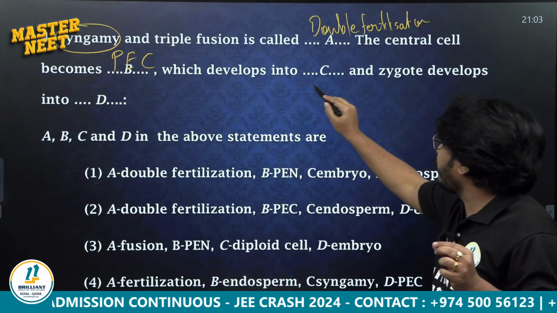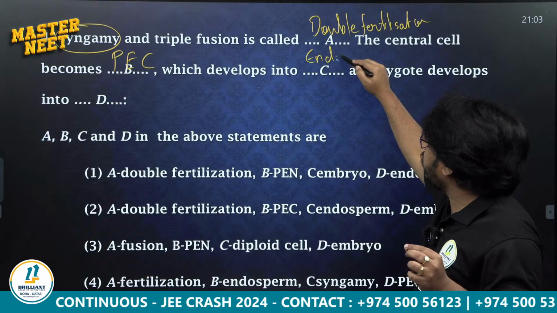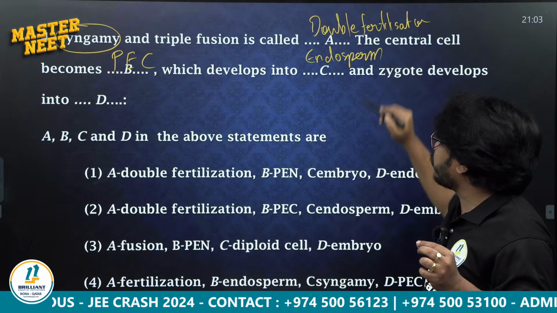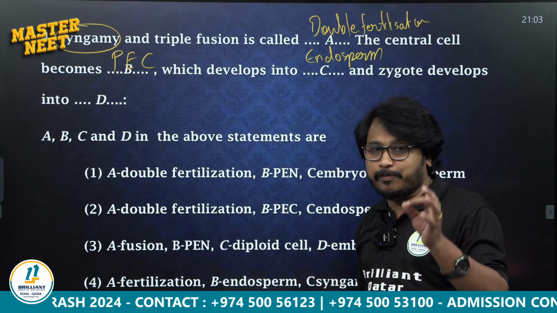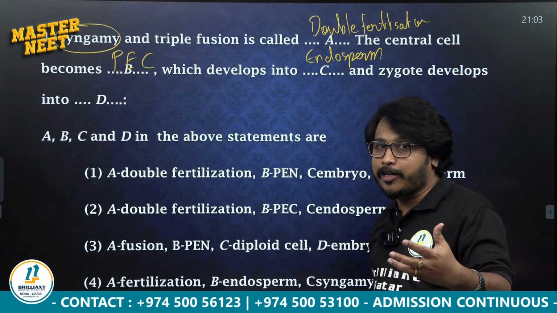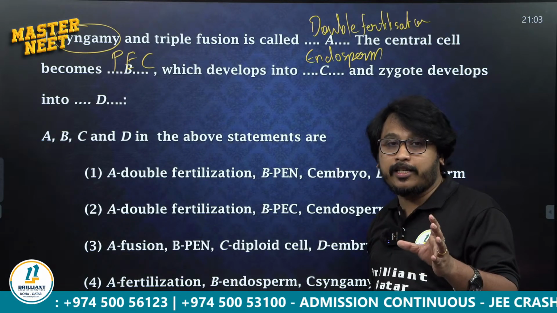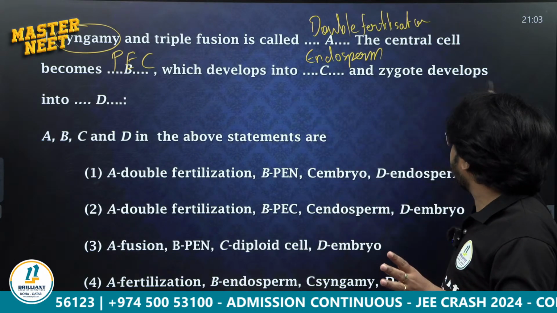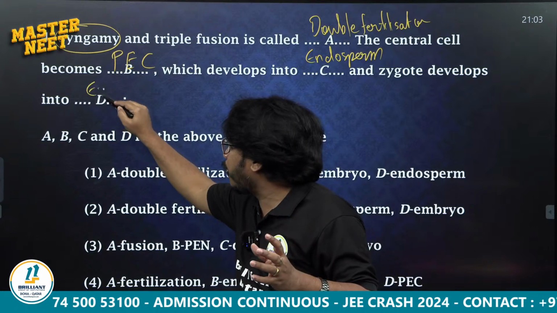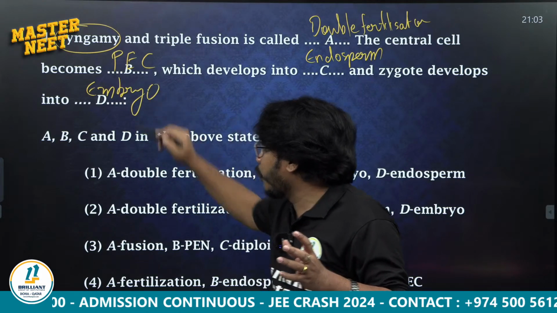So the central cell will be developing into what? It will start developing into the endosperm. It can be the free nuclear endosperm, or it can turn into the cellular endosperm. The most common is the free nuclear endosperm. Then you can see the zygote will be developing into what? The zygote will be developing into the embryo.